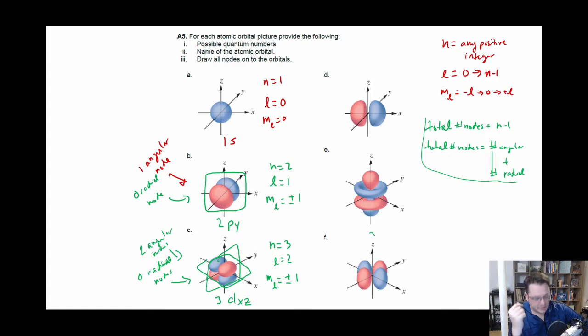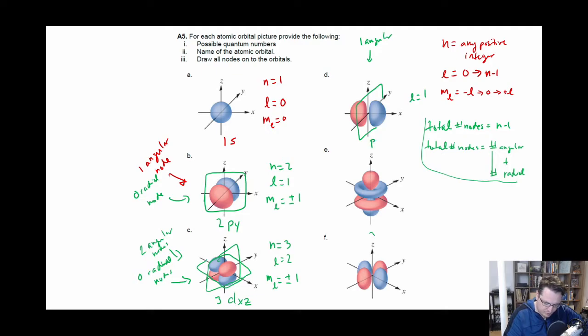So D. If we're looking at D, first off, this is a really clear way of looking at it. You can see there's a very clear plane that's cutting our orbital in half and making those 2 different lobes with 2 different colors. That's in the YZ plane in this case. So we can see we have one angular node. There's no other ones. So that tells us that l is equal to 1.